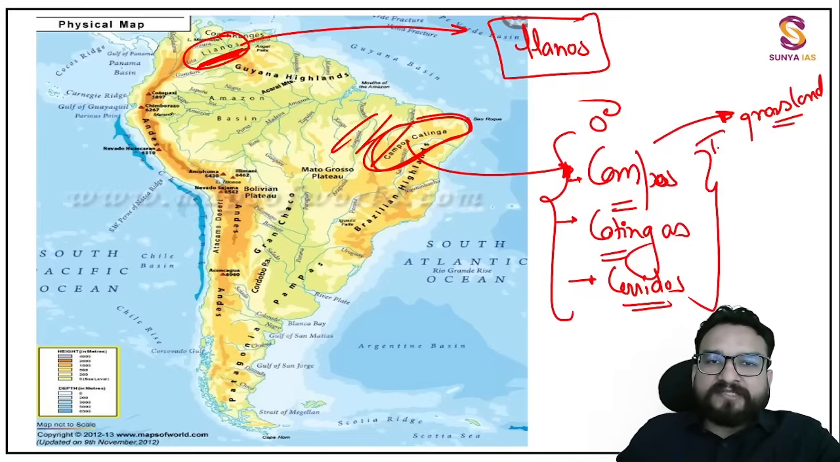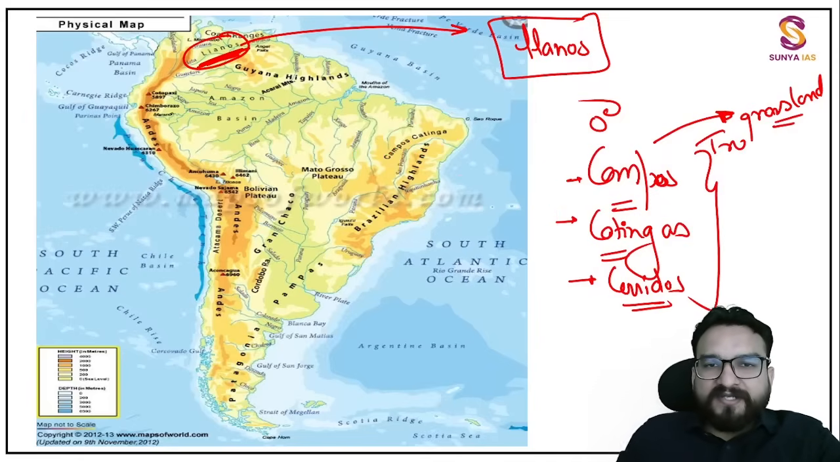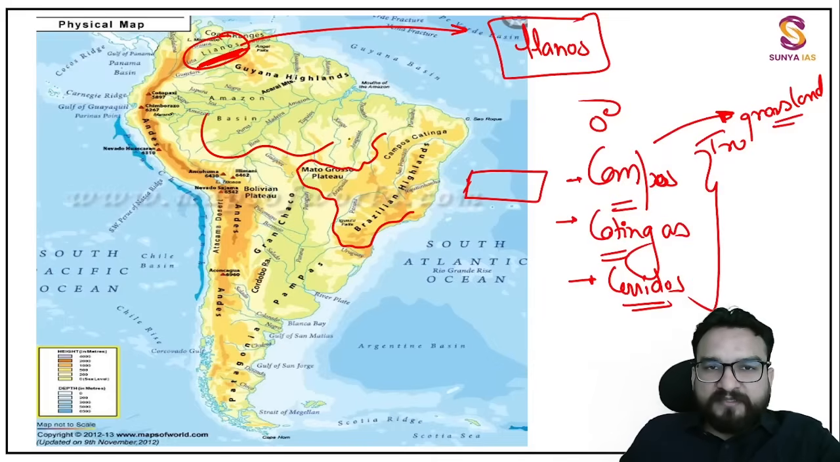Tropical or temperate? These are tropical, obviously, as you see in Brazil, right? And understand, this highlands region, brownish, means they are plateau regions over here. And this is a basin, the Amazon basin. So the slope will be like this, right?